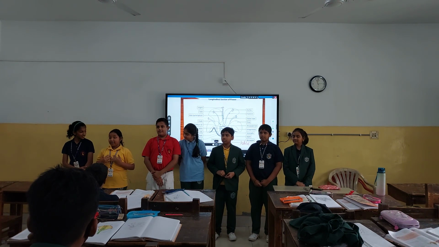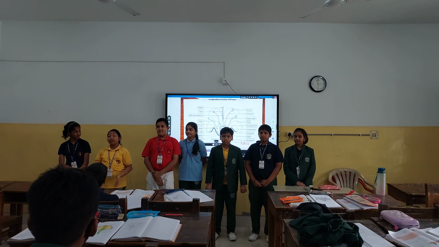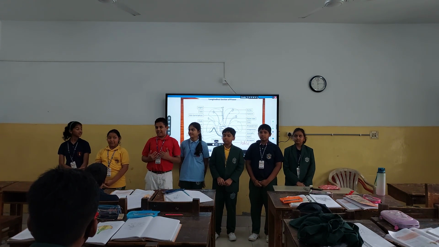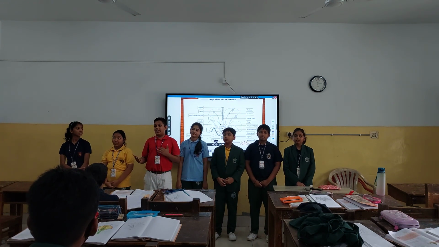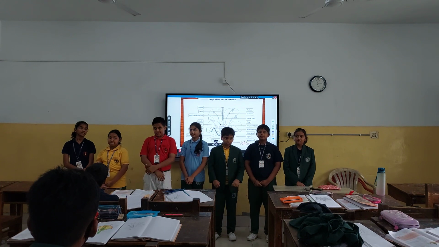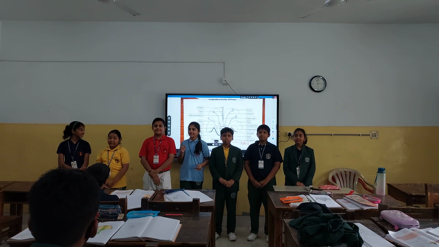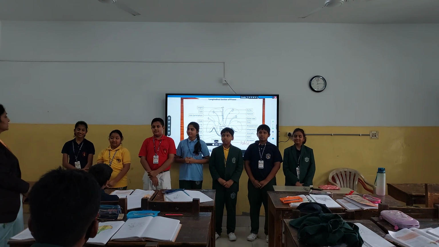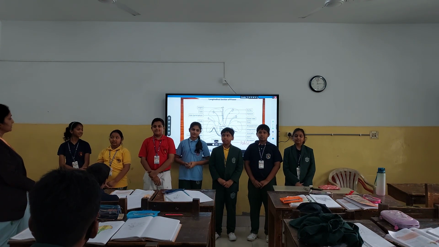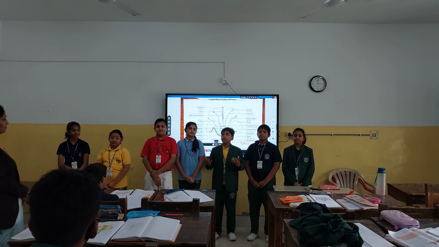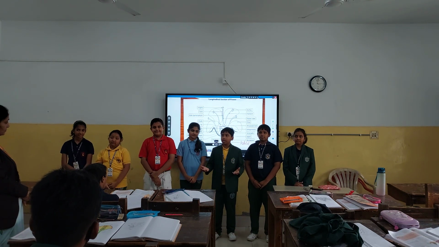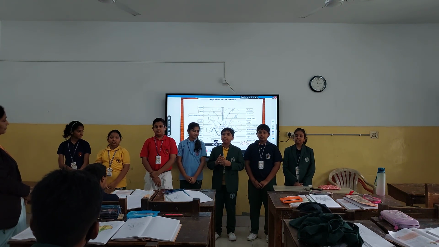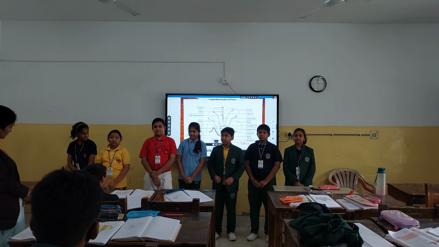Okay, you start. I'm pedicel. I hold the flower to the branch. I'm thalamus. I arrange all parts of the flower in whorls. I'm calyx, made up of sepals. I'm the outermost whorl of the flower. I'm corolla. I'm the most colorful and attractive part of the flower. I'm made of petals. Very good.